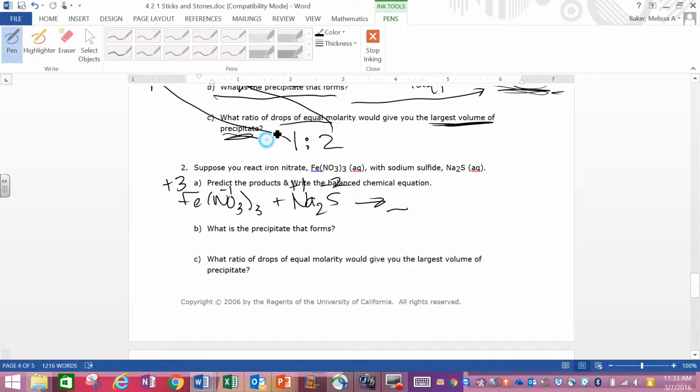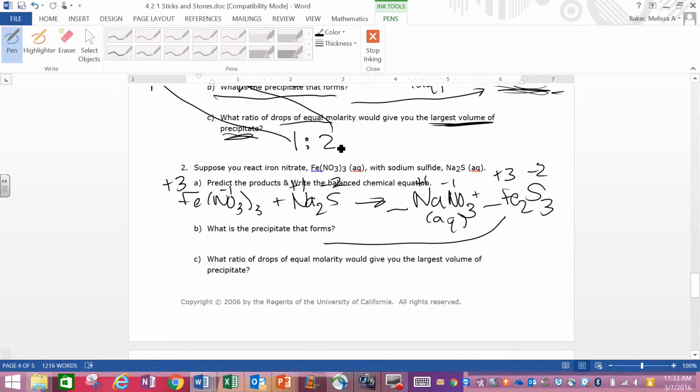So double displace, and you're going to have Na now with NO3. Na's got a +1, NO3 has a -1, and Fe is now going to be with sulfide. Crisscross those charges, you've got Fe2S3. Check your solubility table, you'll find out that Fe2S3 would be the thing that forms the precipitate. Now we're not balanced here.